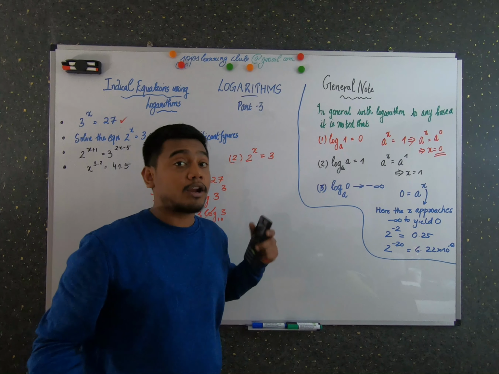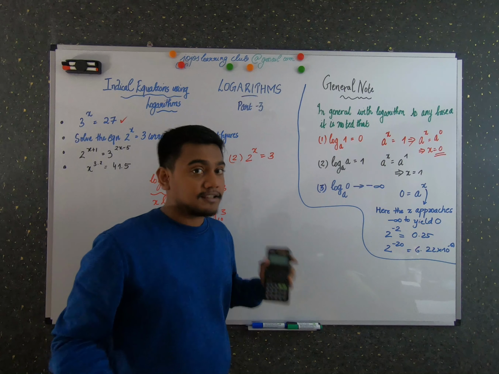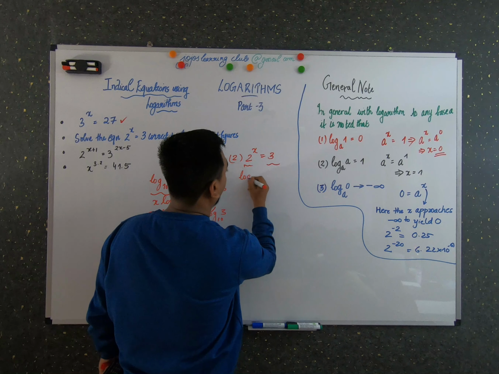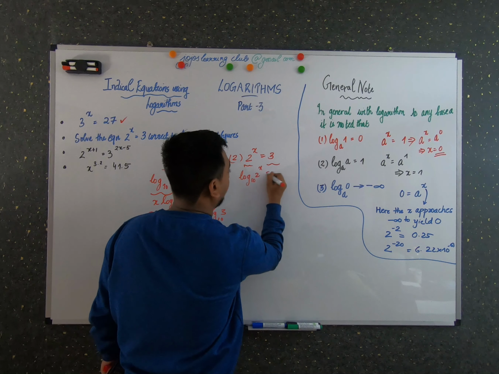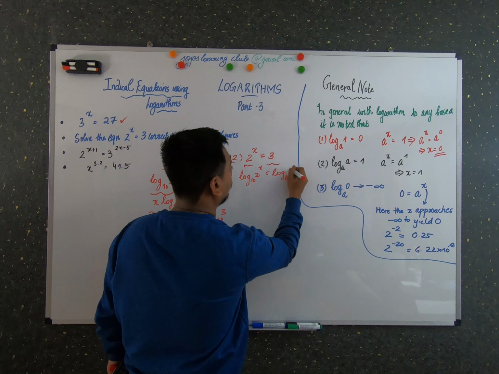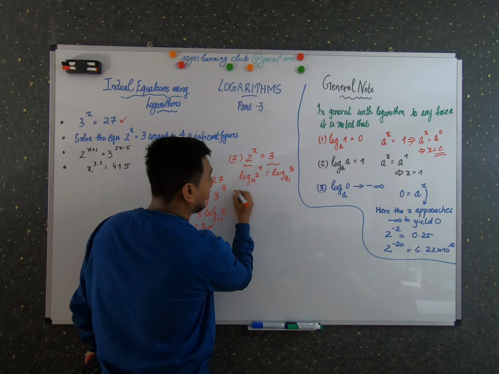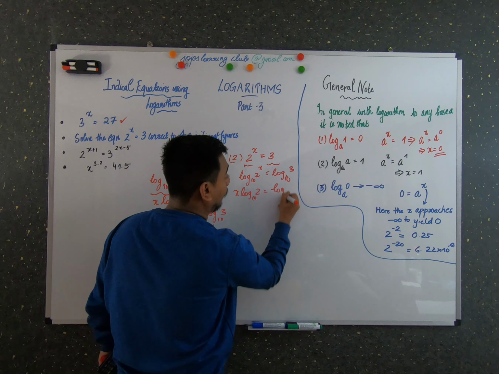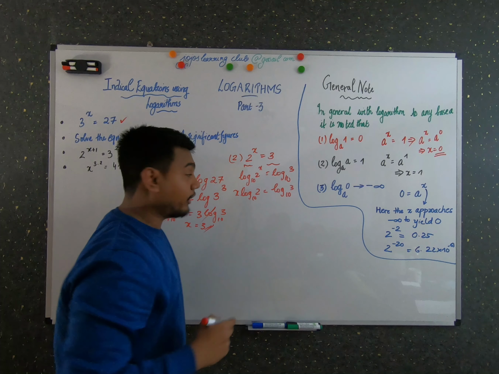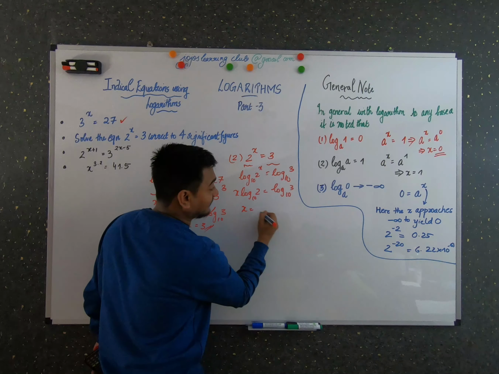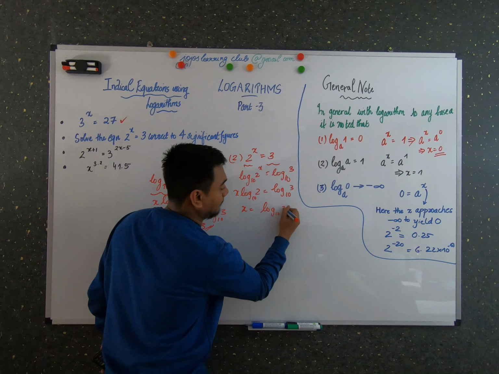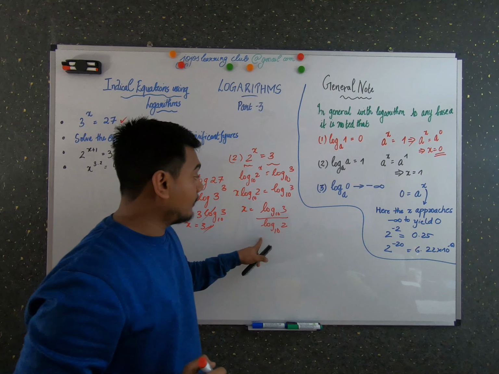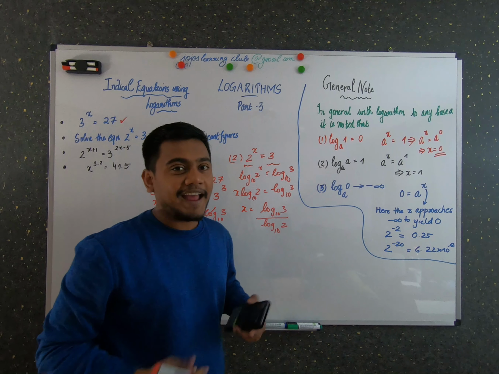You can also take log to the base e. It doesn't matter, but you have to take log on both sides. So log to the base 10 of 2 raised to x is equal to log to the base 10 of 3. You can write this as x times log 2 is equal to log 3. Now we can find the value of x as log 3 by log 2 to the base of 10. From this you can easily find your answer.